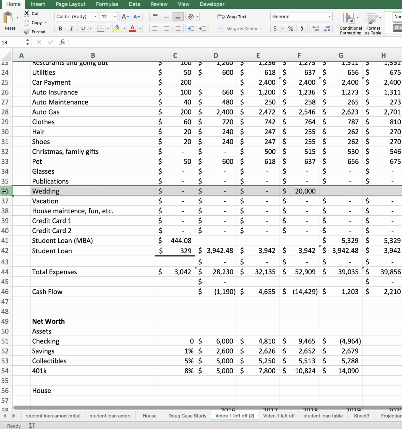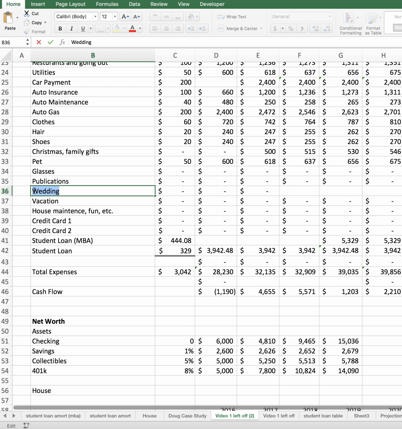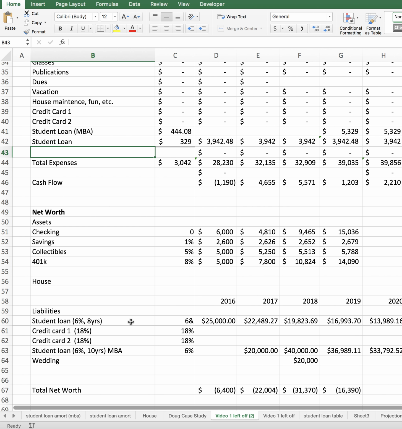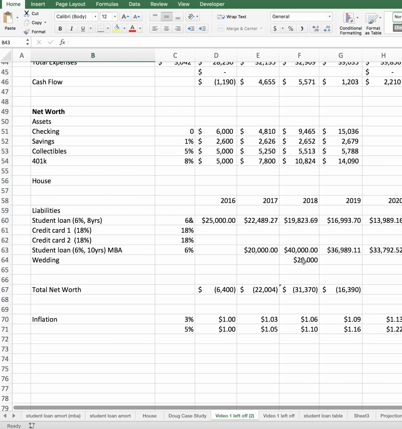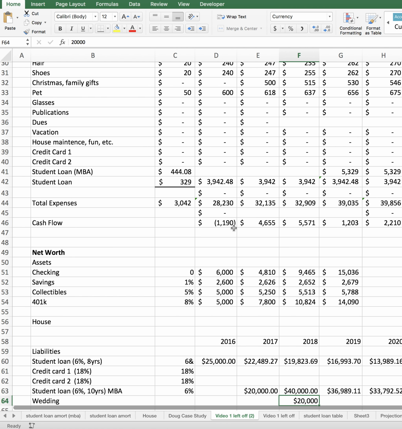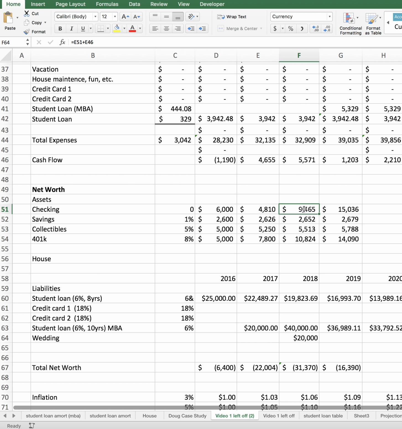So I'm going to take the wedding out. I'm going to put it back to where it was, which is dues, which we may owe dues and subscriptions, things like that. That's just a category placeholder at this point. So we need to come up with our wedding. And how much money do we have to put towards our wedding? Well, we have $9,000 here in checking, so we have some money to put towards that. So we're about $11,000 short.